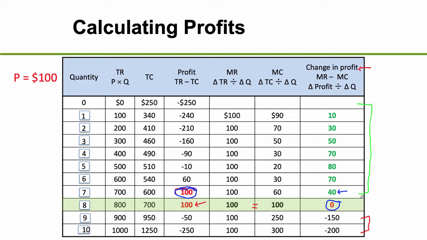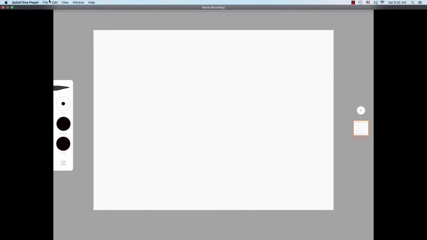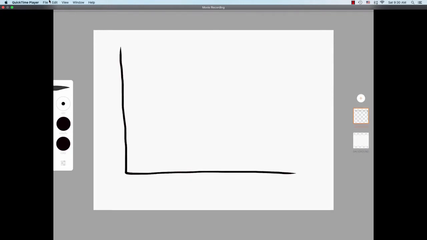Now it might be easier to see this on a graph. So let's take a look at basically this data plotted out in a graph. So we're going to draw our space for the graph, but it's going to be a little bit different than what we've seen before. We're going to have quantity here. And then on our vertical axis, we're going to put basically anything to do with a dollar sign. So this will be price information and cost information and revenue information.